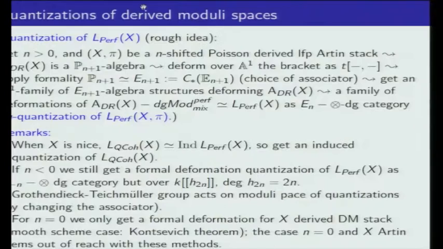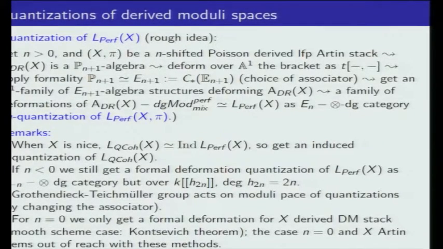Okay, this is essentially it. Then, in the last 3 minutes, I want to say something about quantization of derived moduli spaces. So what is the idea? We start with X, say, a derived Artin stack with a perfect cotangent complex, and we want to deform the DG category or the infinity category of perfect complexes on X. So this is the rough idea, which is very easily written this way. But anyway, it's not so difficult to formalize it.